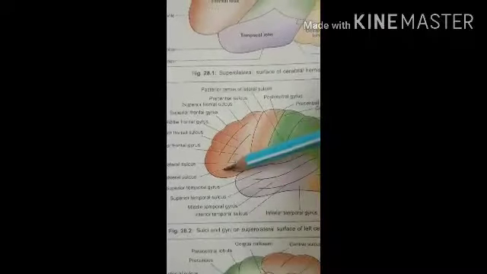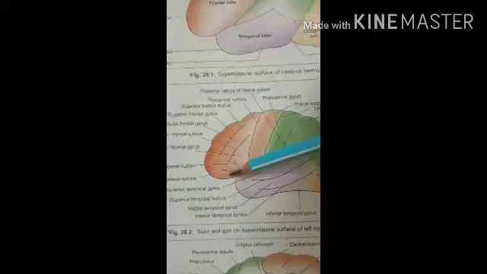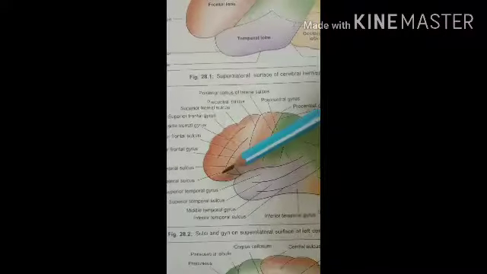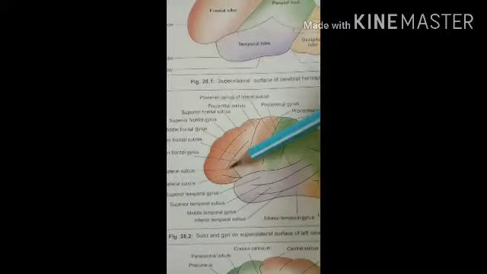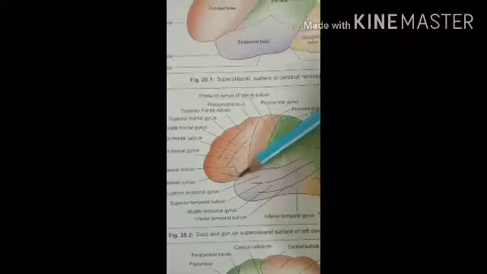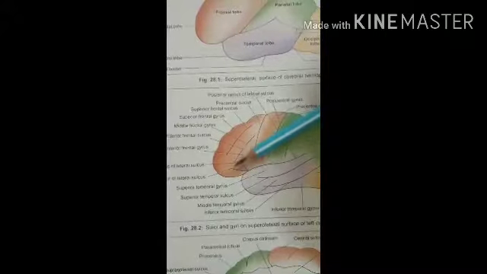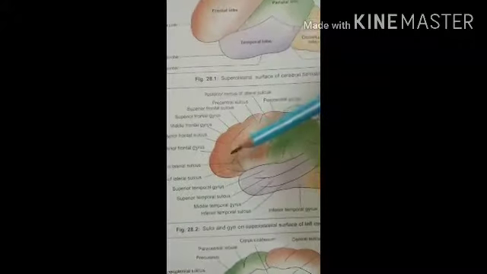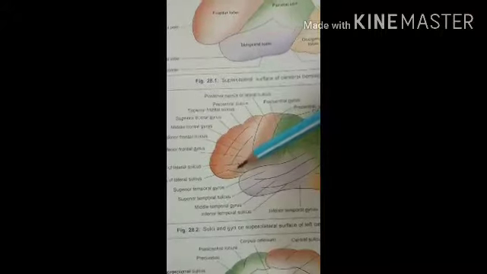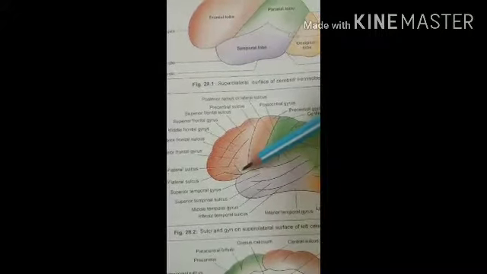The part which is present below the anterior ramus of the lateral sulcus is called the pars orbitalis. The part between the anterior and the ascending ramus, this triangular part, is called the pars triangularis, and the part posterior to the ascending ramus of the lateral sulcus, this area, is called the pars opercularis. So because of the ascending and the anterior ramus, the inferior frontal gyrus is divided into three parts: pars orbitalis, pars triangularis and pars opercularis.